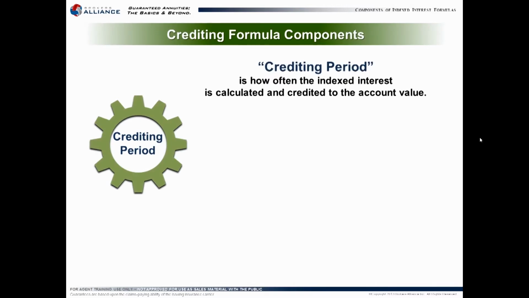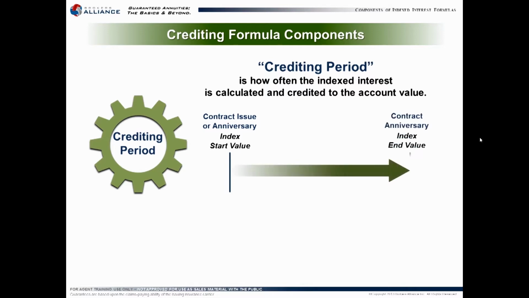It's simply how often the indexed interest is calculated and credited to the account value. Now, that typically begins at the contract issue or an anniversary date of the contract, and of course is going to go to the next contract anniversary or whatever period of time they're using for that crediting period. Now, a crediting period is typically, in most contracts we see out there, somewhere from 1 year to as much as 5 years.